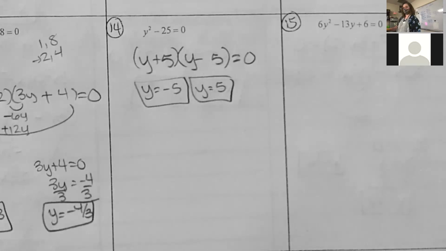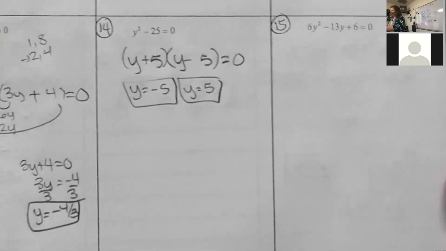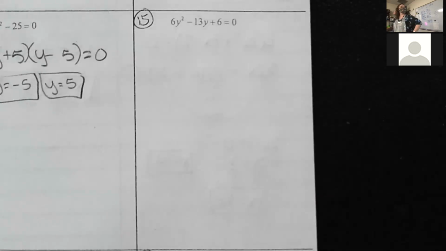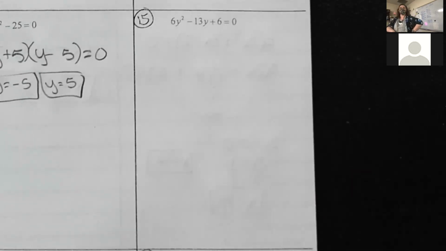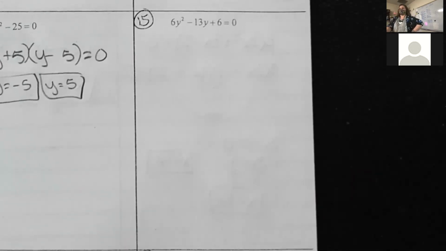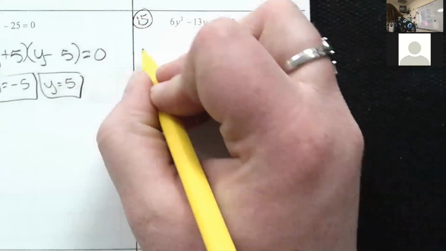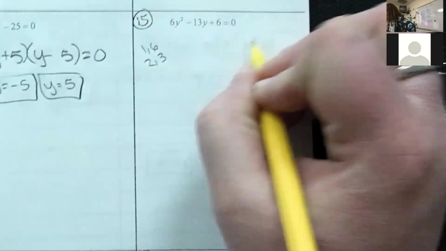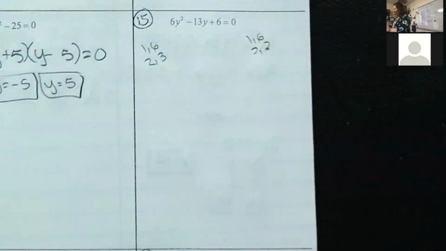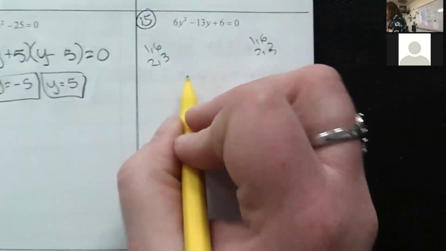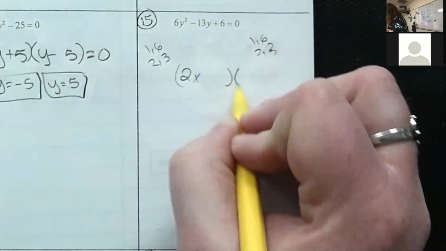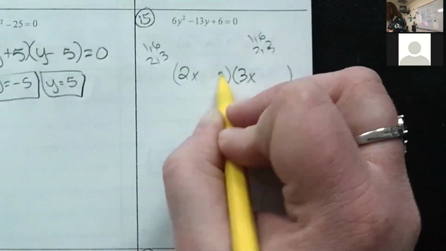Okay, next. This one looks a little sketchy. We could quadratic formula it, but we don't want to try that, do we? Okay, let's try it. 1 and 6, 2 and 3. Which one should we start with? 2 and 3. All right, we'll try 2 and 3.